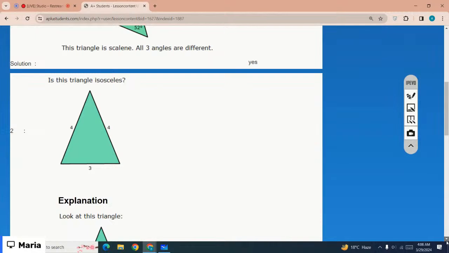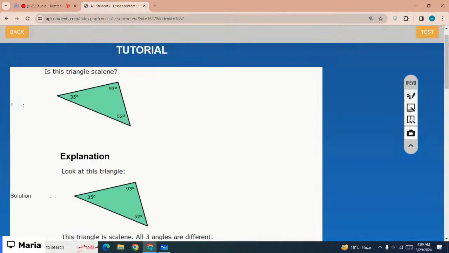The next one is, is this triangle isosceles? An isosceles triangle is the one that has two of the angles or two of the side lengths equal in measurement, right? Like here you have two of the sides with equal measurement, they have the side length 4 and the other one is 3, right? So that is the isosceles triangle. Equilateral triangle, equi means equal, right? So an equilateral triangle is the one that has all three angles or sides equal in measurement. Got it?